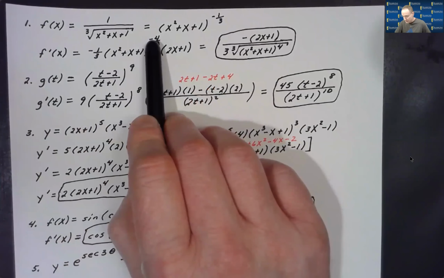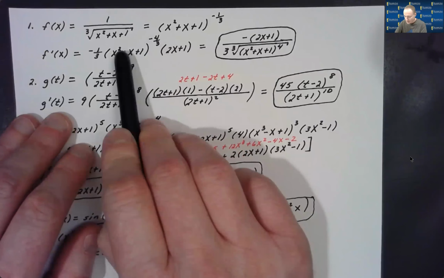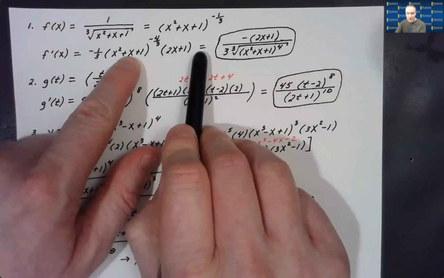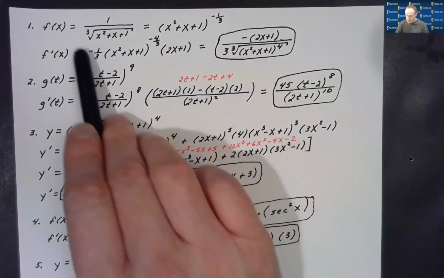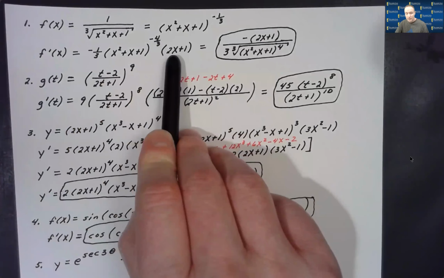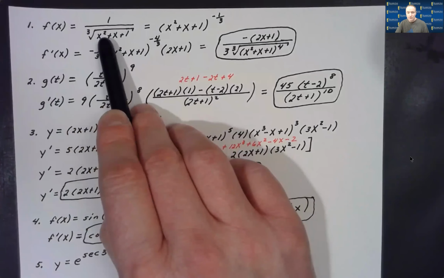And I can say, well, derivative of the inside here is just going to be the derivative of x squared plus x plus 1. Derivative of x squared is 2x. Derivative of x gives me my 1. Now, this would be my final derivative answer here. I just wanted to make it look nicer. The original problem was written in radical form, so my answer really should be in radical form.